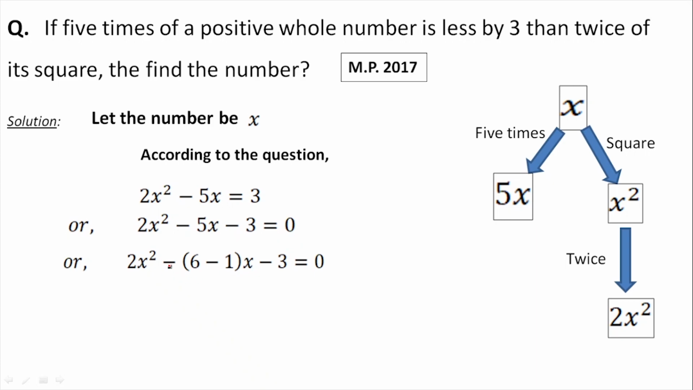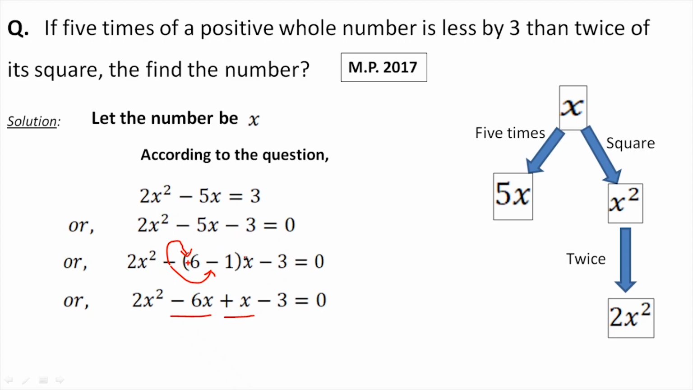So we open the bracket. Whenever we open a bracket, we need to multiply with the sign in front of the bracket. Minus into plus gives minus, and minus into minus gives plus. So it will become minus 6x plus x, since x into 1 is x. So this is how we break the middle term.